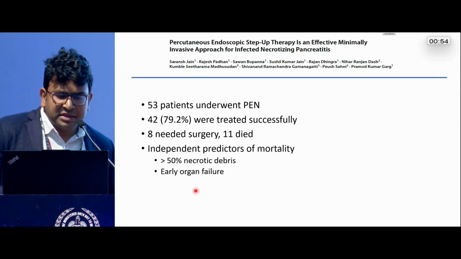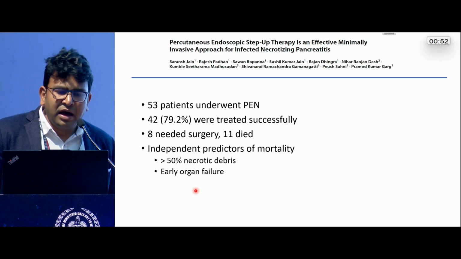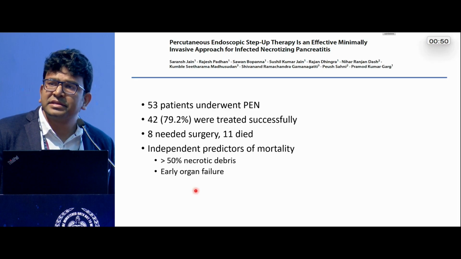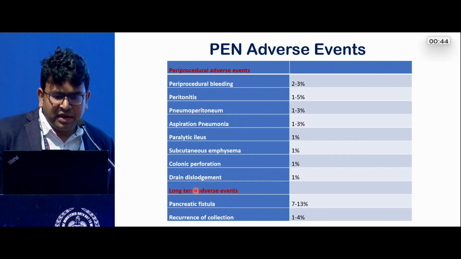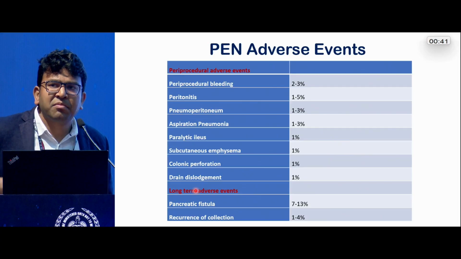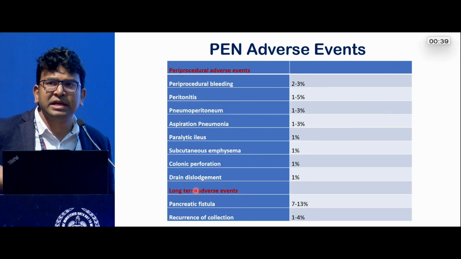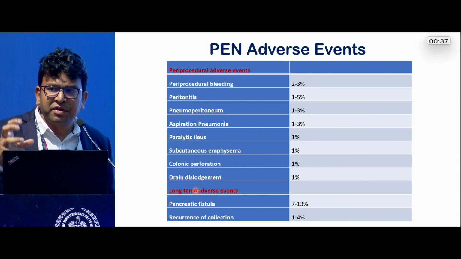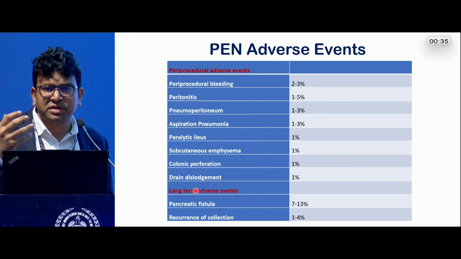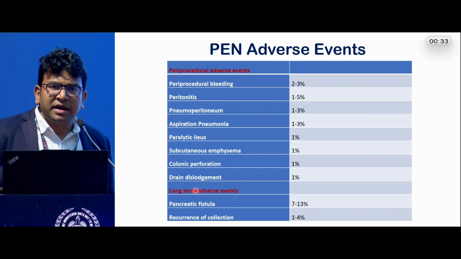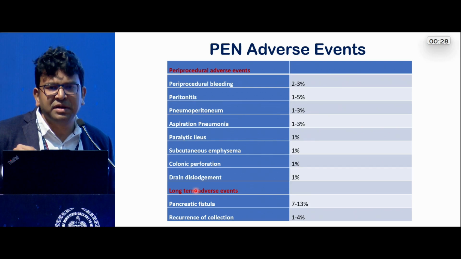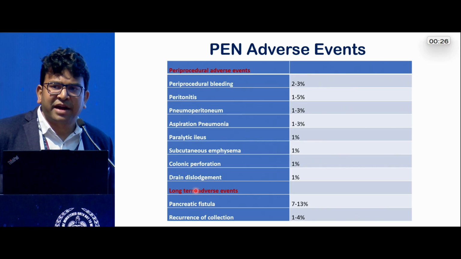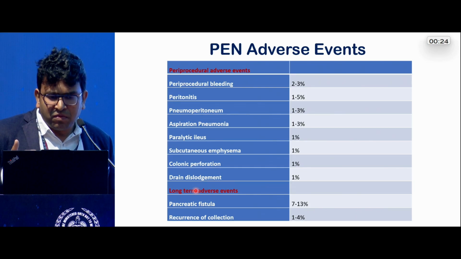So this is the largest series, 53 patients with PEN and an 80% success rate, and 8 needed surgery and 11 died. The independent predictors of mortality were more than 50% necrotic debris and early organ failure. If you discuss the adverse events, the predominant adverse event was bleeding inside the cavity. During your debridement, there is some ooze from the cavity or some vessel gets injured, and there is some instance of peritonitis post-procedure. You have to manage that conservatively, and if the patient develops frank peritonitis and organ failure, you have to go for surgical intervention.